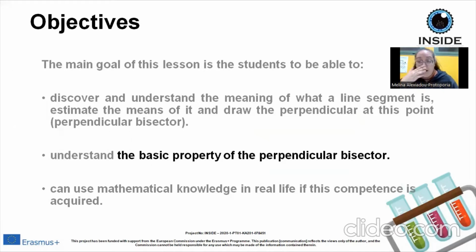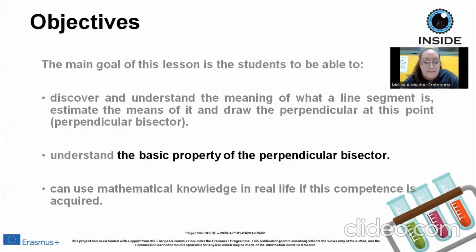The objectives of this lesson plan are that we want the students to be able to discover and understand the meaning of a line segment, estimate the midpoint of it, and draw the perpendicular at this point. We also want the students to understand the basic property of the perpendicular bisector. And we want our students to use mathematical knowledge in real life and understand where this knowledge can be applied.